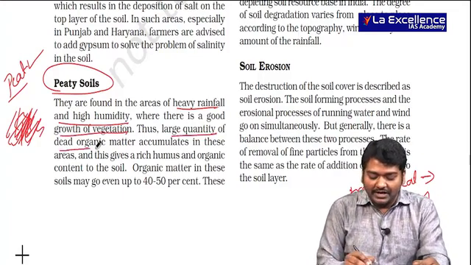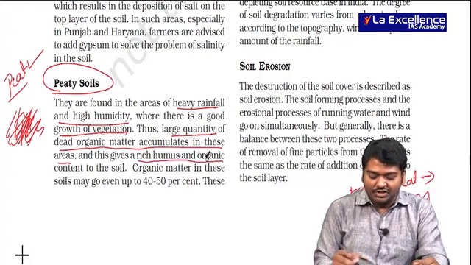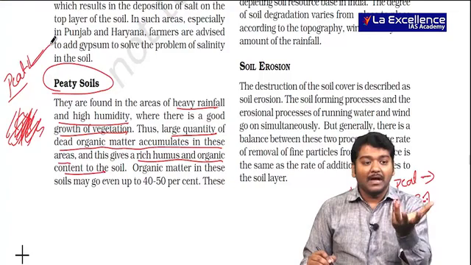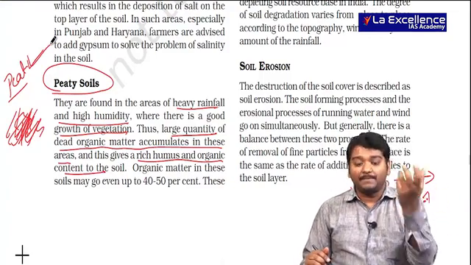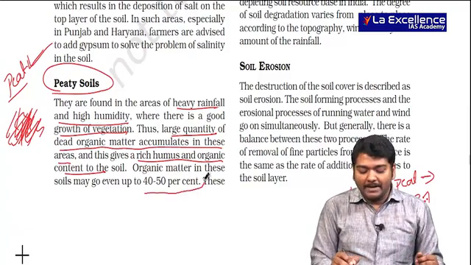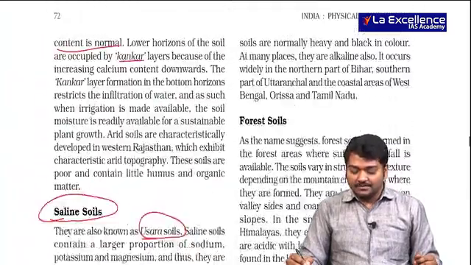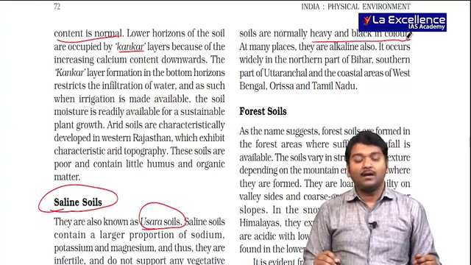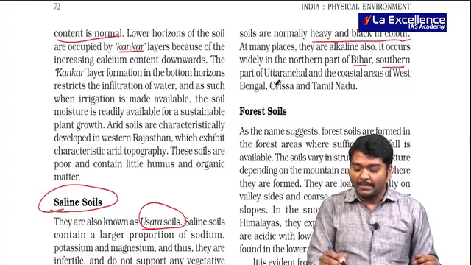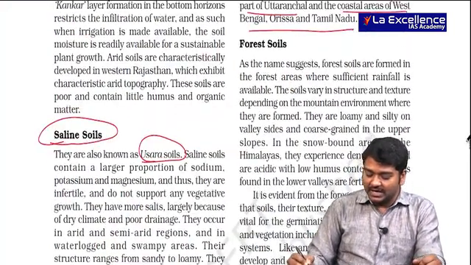Can you see here where there is good growth of vegetation? Large quantity of dead organic matter accumulates in these areas and they have rich humus content. Peat means more carbon content associated with the plants. Organic matter may be up to 40 to 50%. This is what you need to understand. These soils are normally heavy and black in color. They are found in Bihar, southern parts of Uttaranchal and coastal areas of West Bengal, Odisha and Tamil Nadu. Please try to see this carefully once.